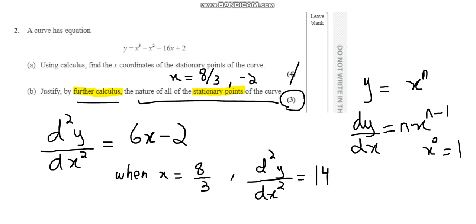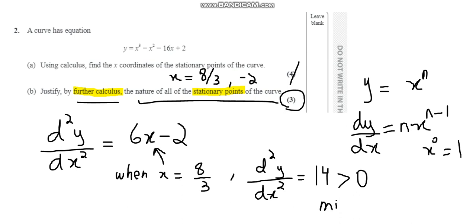There you go. When I plug this 8 upon 3 here into the x, so 6 into 8 upon 3 will be 16, and that's minus 2, so I get 14. So my d square y upon dx square is equal to 14. And if we know our stationary points, 14 is greater than 0, so this means that this is a decreasing function, or you can say minimum. So you can write that this function using 8 upon 3 is a minimum.